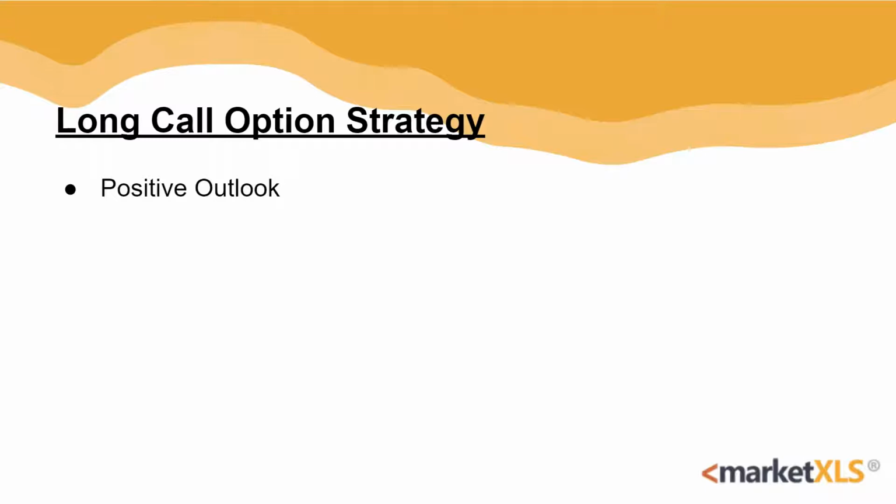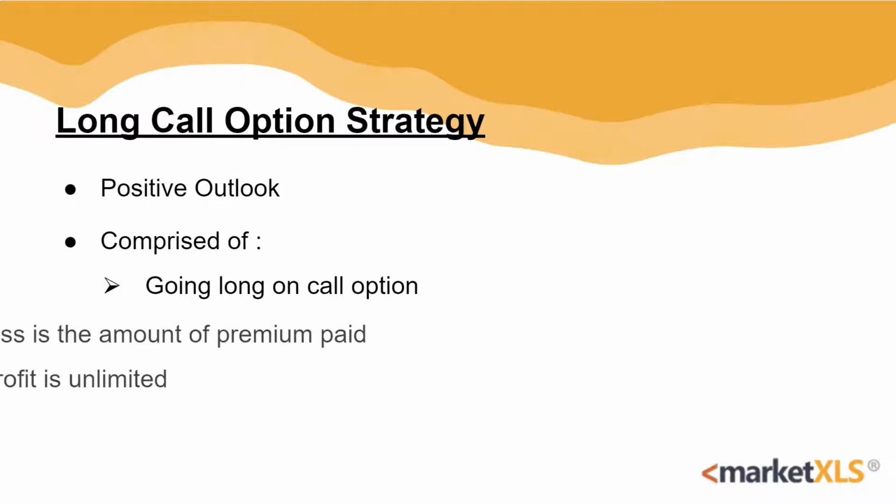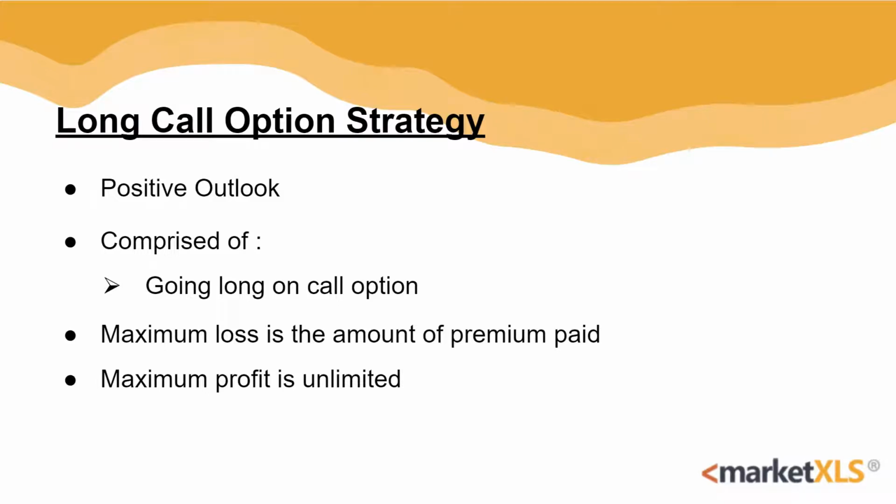A long call option strategy can be implemented by buying a call option and expecting the price of the underlying stock to go up. The maximum loss that can be expected is the net debit of the strategy. The net debit means the net cash outflow, which is equal to the premium of the call option the trader paid. So in short, the maximum loss would be limited to the premium paid. The maximum profit can be unlimited if the stock price continues to rise.